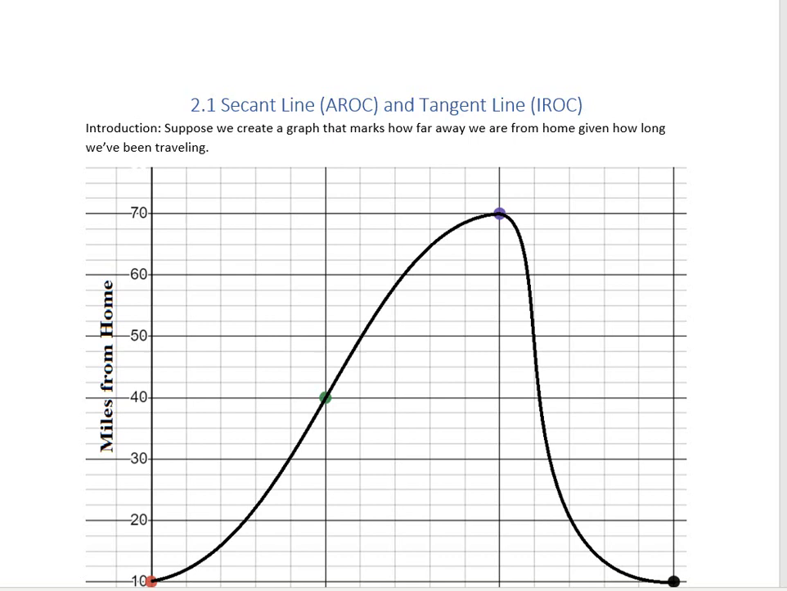Hey, so in section 2.1, what we're going to be talking about is the secant line, which is going to tell us about the average rate of change, and the tangent line, which is going to tell us about the instantaneous rate of change. So here's the deal.